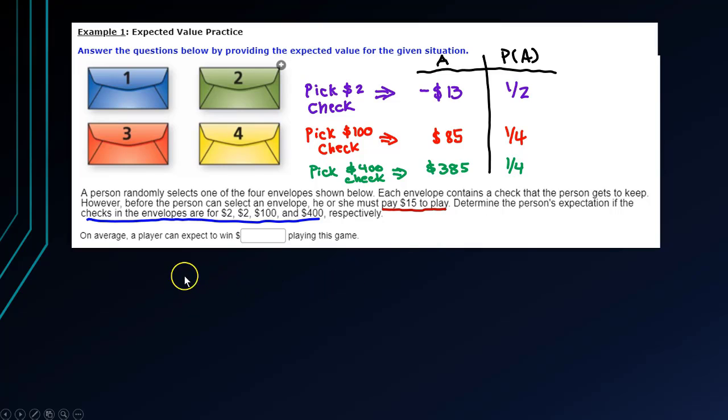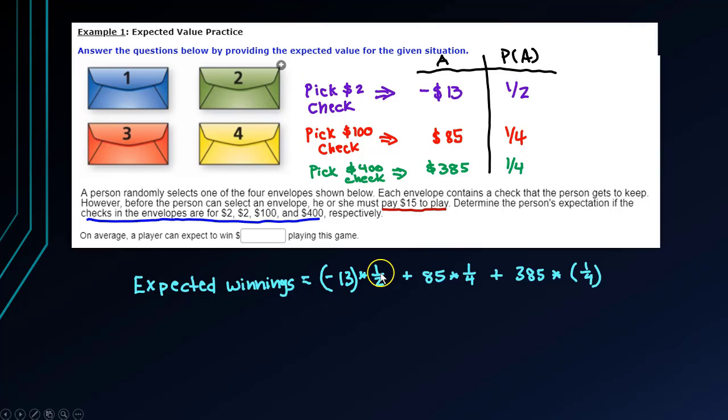So my expected winnings would be -13 times a half, plus 85 times 1/4, plus 385 times 1/4, which gives me $111. Which means this will not be a good game for someone if they were trying to use a game to collect funds for charity or something like that. That means that the person playing the game, on average, will win $111 each time they play this game. So, it's expensive to play, but on average, a person can expect to win $111.